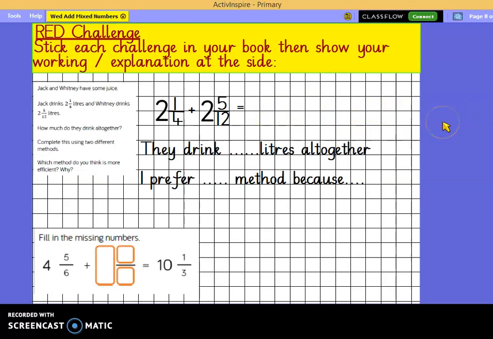For those in red group, here are your challenges for today. I've shown you how to record for the first one, but the last one is very similar to what we've just been working on. Remember, you can always pause, go back and re-watch any part of the video and retry it practically yourself before you record into your book.